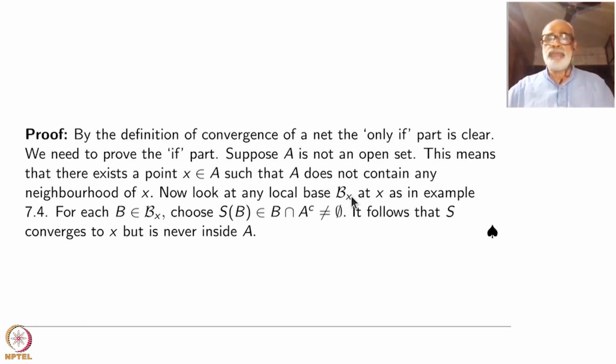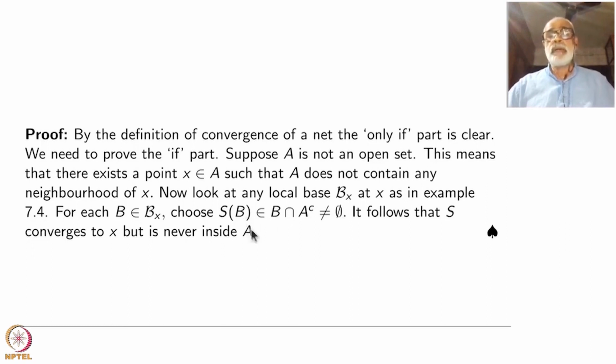Now look at any local base B_x. You can take the whole of N_x if you like, but a local base is enough. Sometimes you can verify this only on local bases. That is why I am using a local base. Local base B_x at x. As in the examples which we have studied, local bases are directed sets. For each B inside B_x, choose S_B to be a point inside B intersection complement of A. This neighborhood B is not contained inside A, right? So B intersection A complement is non-empty, and I can choose a point.